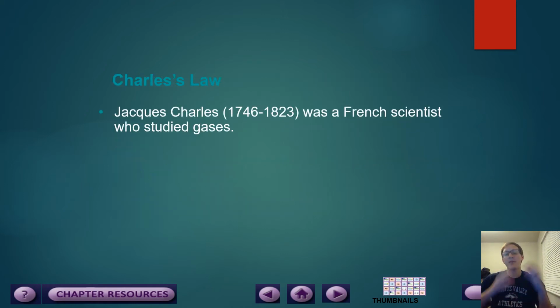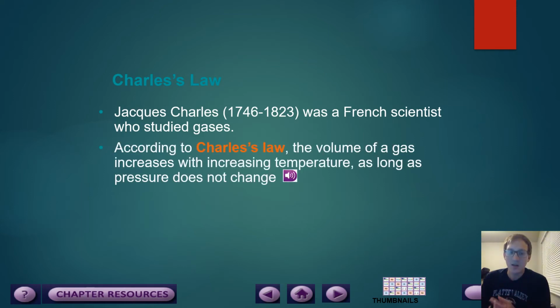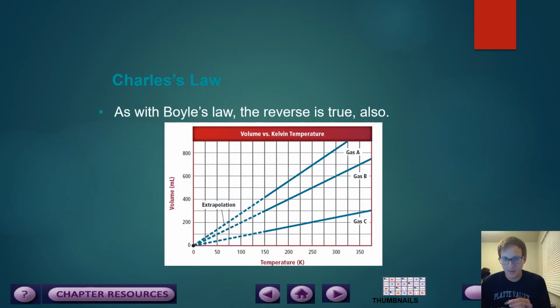All right, so then from Boyle's law, we have Charles's law. Jacques Charles was a French scientist who studied gases as well. According to Charles's law, the volume of a gas increases with increasing temperature as long as pressure does not change. So now we're taking part of Boyle's law and applying it to temperature. Notice that Boyle's law compared pressure and volume. Now we're comparing pressure and temperature with Charles's law. So keep those two things straight. Boyle's is pressure and volume. Charles's is going to be pressure and temperature, in a very similar way.